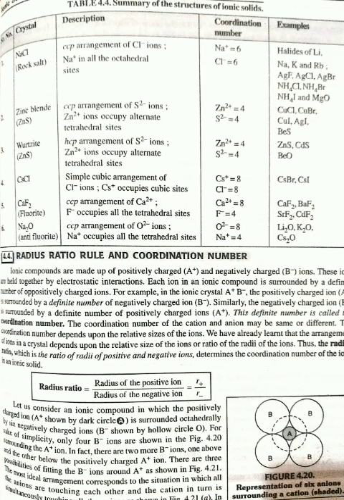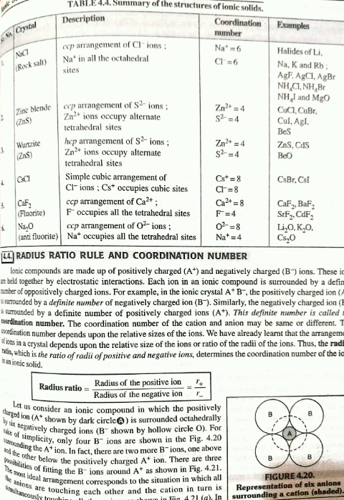Let us summarize the structures of ionic solids that we described in the previous pages. Table 4.4, Summary of structures of ionic solids. Next heading 4.4, Radius ratio rule and coordination number.